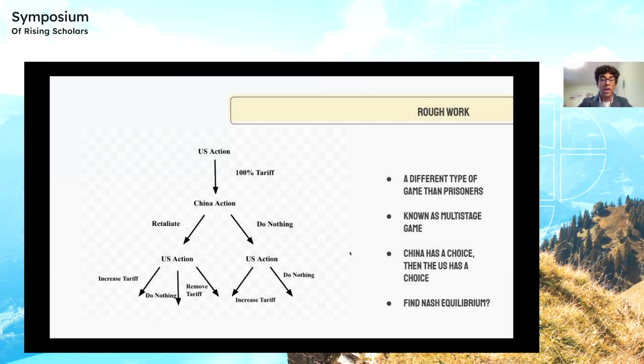So here's the model which I created. And as you can see, it's a multi-stage model. The United States has an action, and then China has an action, and then the United States has an action again. So this is called a multi-stage game. And as you can see, there are 5 different possibilities which can occur based on how the United States and China really approach the situation.